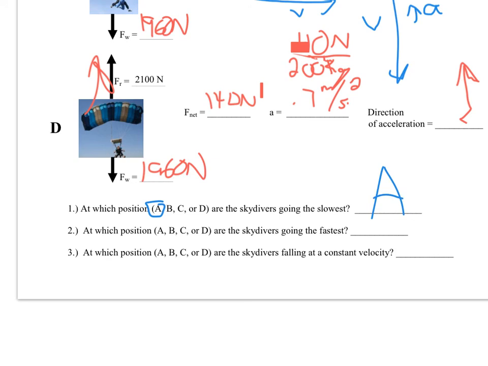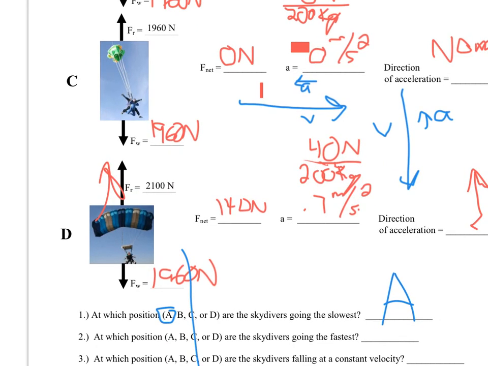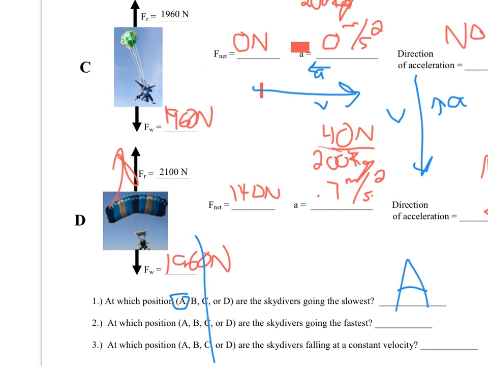Question number 2, at which position are skydivers going the fastest? Well, they're going the fastest at position C, because that is right before they open their parachute.